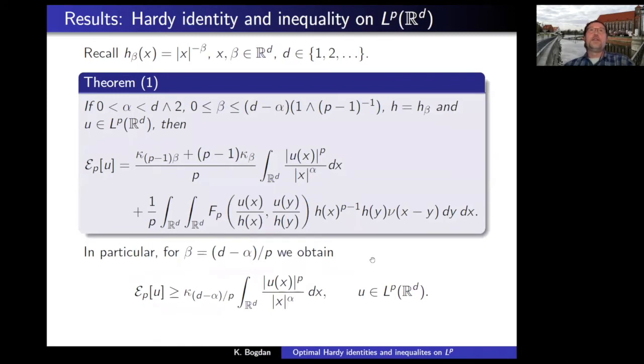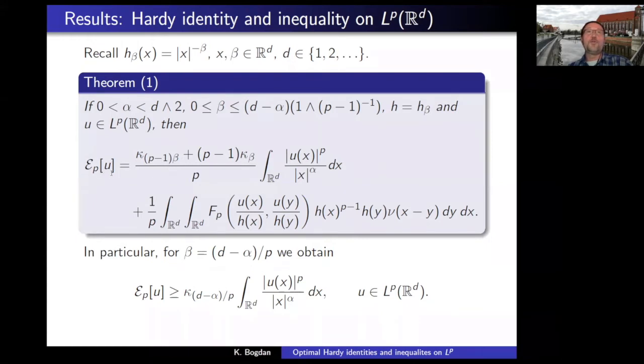So here is the first result that I would like to discuss. This is the Hardy identity on LP. So I will use this notation h beta again to denote the function x to the power negative beta. We are on R^d. As usual, alpha is less than d, minimum 2. That's somehow related to transience. And we have some interval for beta to have the following identity. So h will be h beta to shorten the presentation.